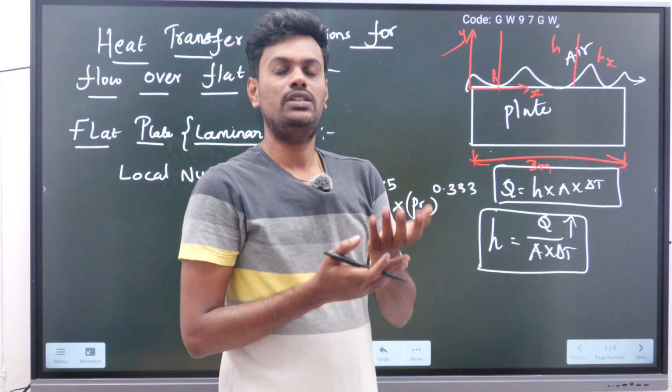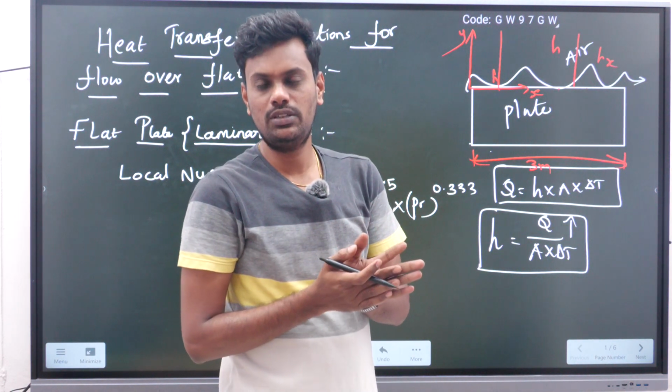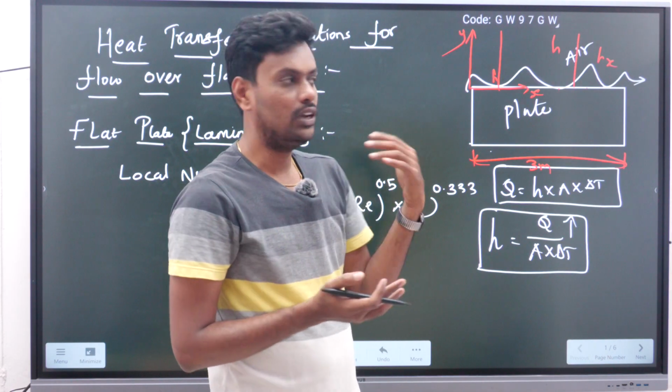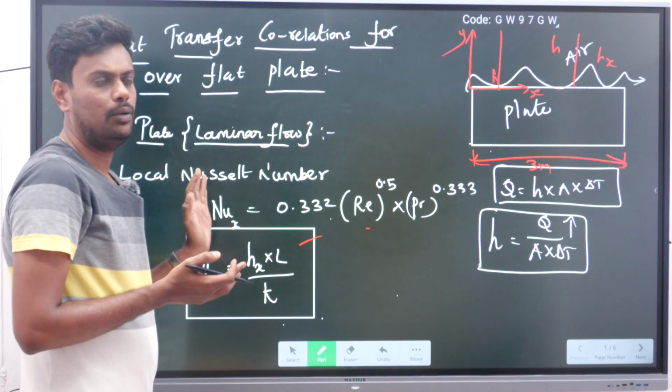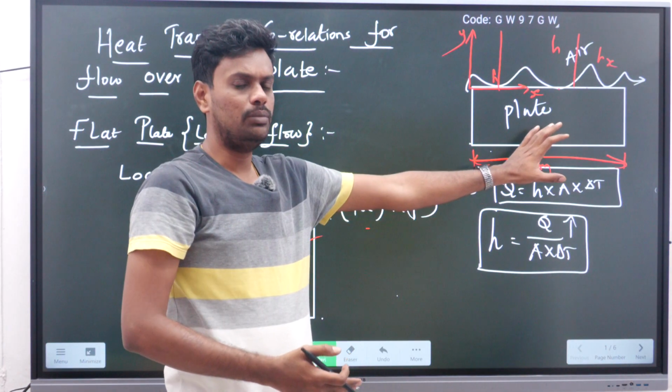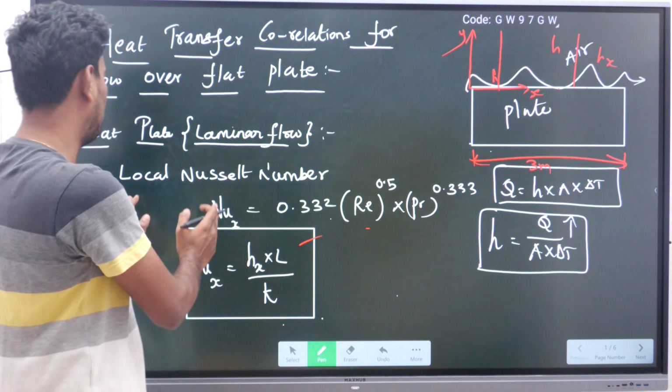So that some scientists have done so many experiments, and they have framed one equation. Those are the things that we are going to see in this topic. So after identifying these things, they have done some experiments and then they found this equation.